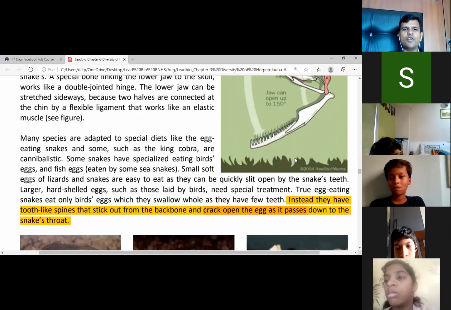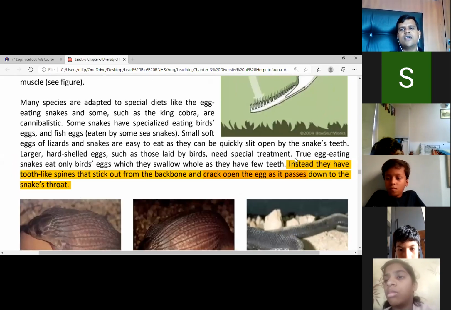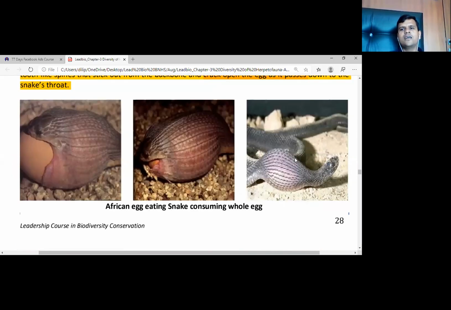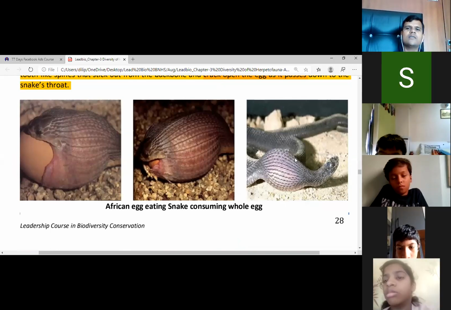What you see now is an African egg-eating snake which consumes whole eggs. So a small snake which consumes a big egg. तो जब तक वो egg खाएगा नहीं, तब तक वो बड़ा का बड़ा अंदर रहेगा.